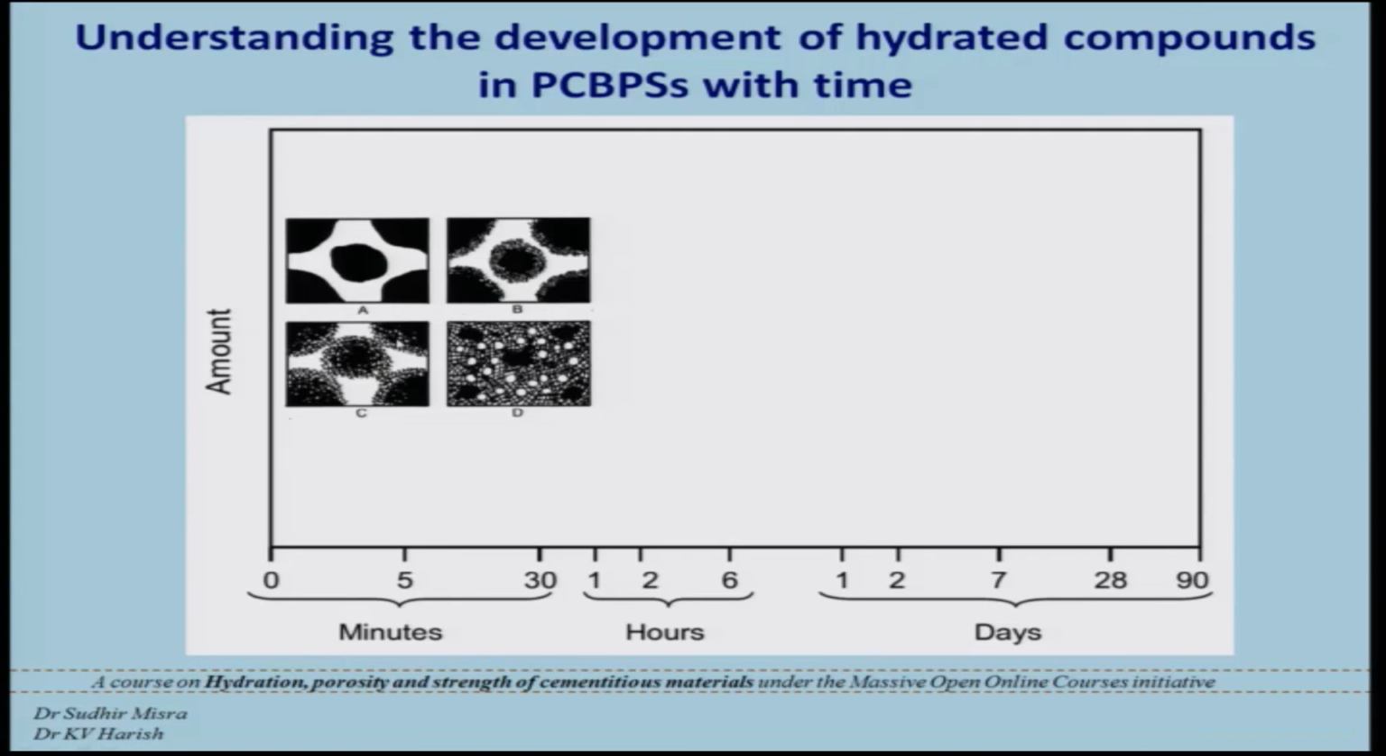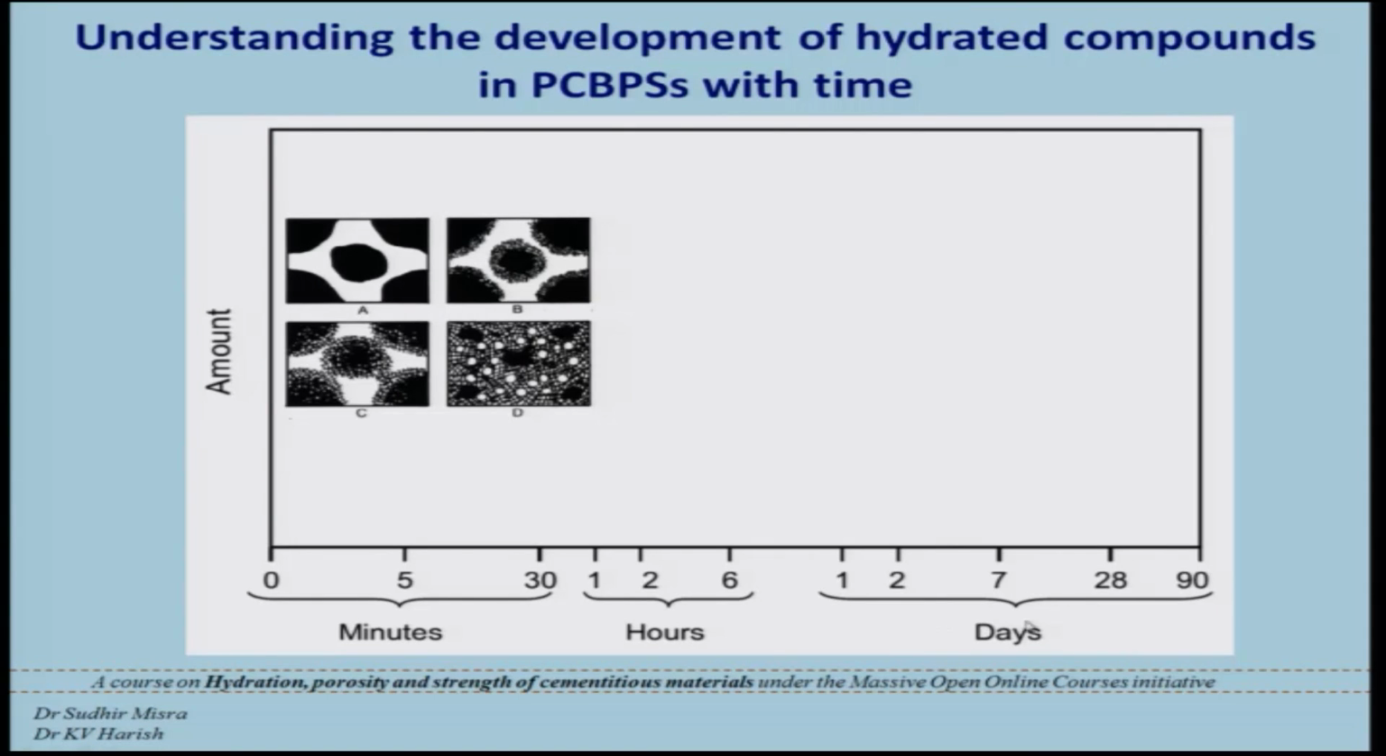So, this diagram we will see on different slides just to help us understand a little more about the porosity related aspects. In this figure, the y axis indicates the amount of products that will be formed. The exact values are not given, it only provides a relative idea about different hydration compounds. And on the x axis you have the time scale, and remember that the time scale is not to scale.